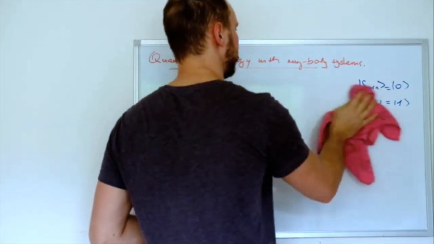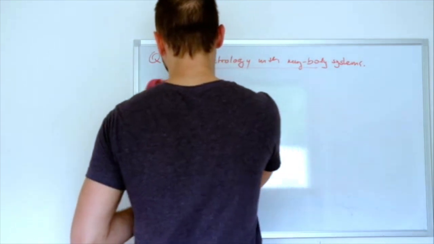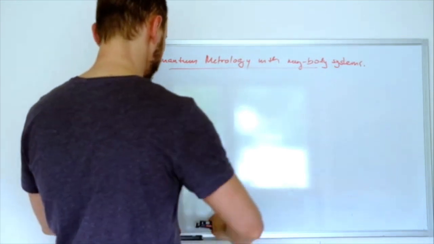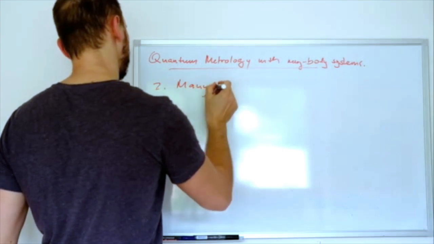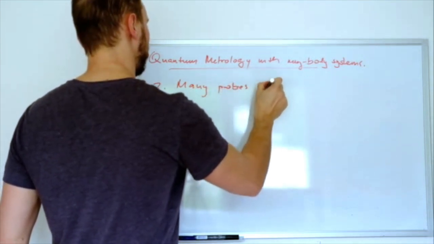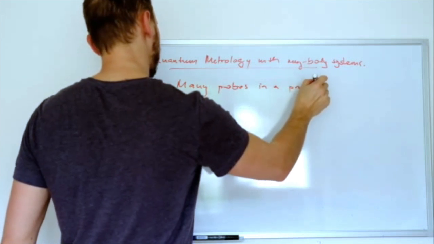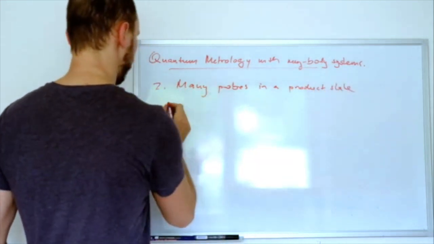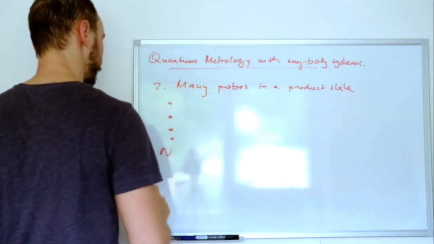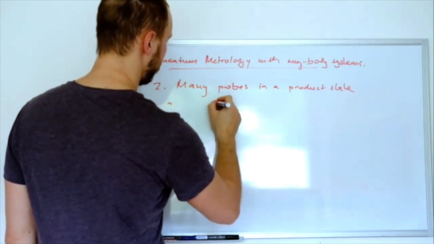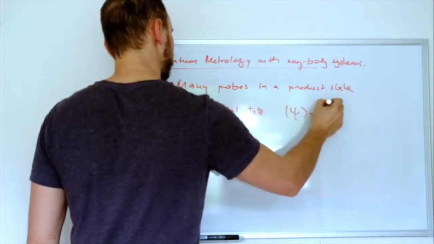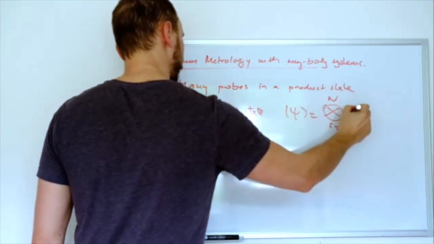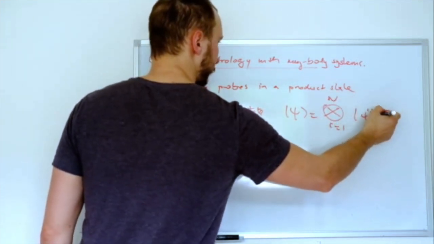So let's forget this. Now consider part 2. Instead of a single probe, many probes in product state. Now we really have many probes here, n probes, and we consider a general initial state. The initial state now is psi, which is just given by some tensor product for i equal to 1 to n of some state psi i.